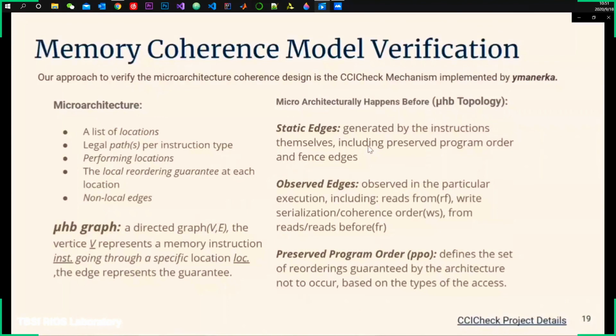There are three kinds of edges in the graph. The static edges, which are generated by the instructions themselves. The observed edges, which are observed in a particular execution, including reads-from, write serialization, and from-reads. And finally, the preserved program order, which defines the set of reorderings guaranteed by the architecture not to occur, based on the types of the access.